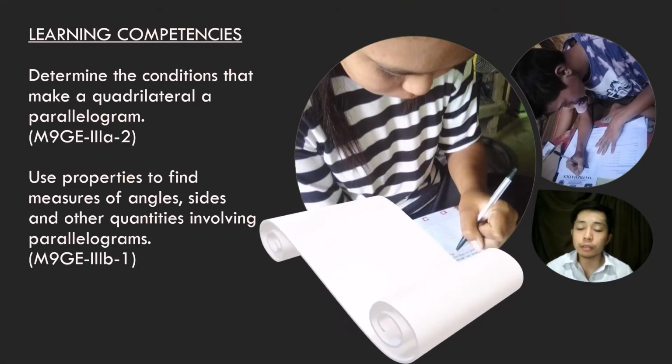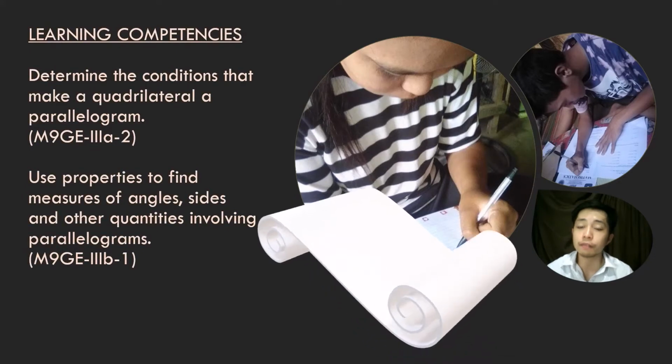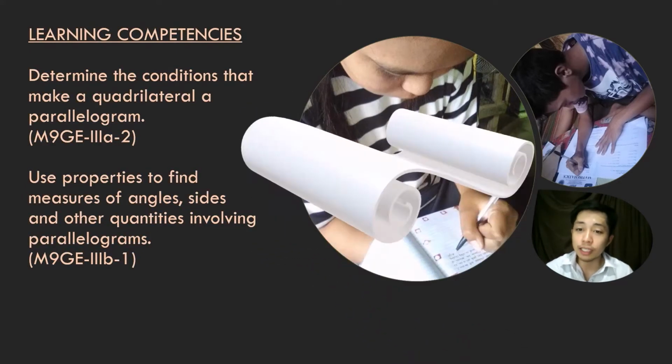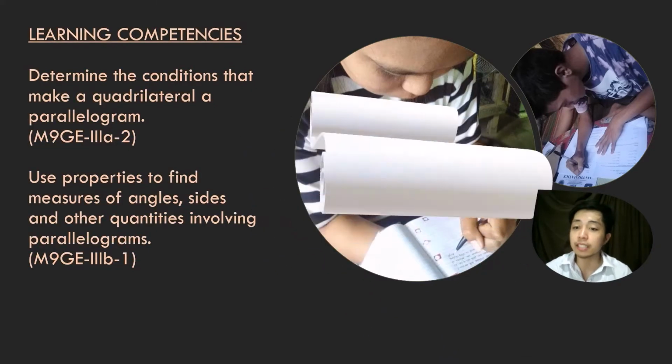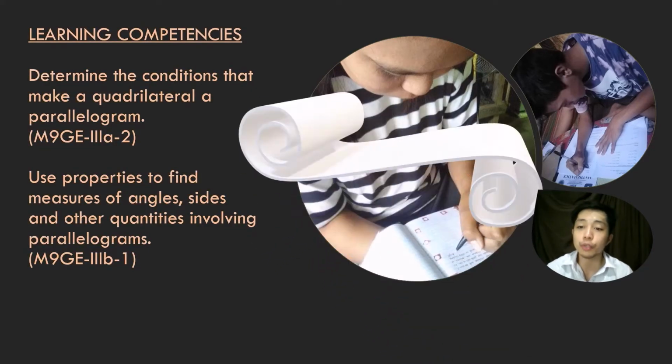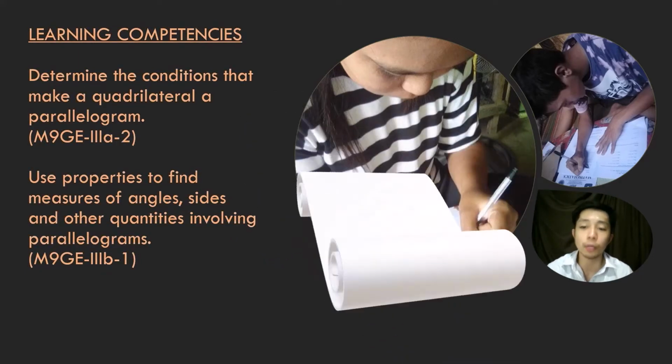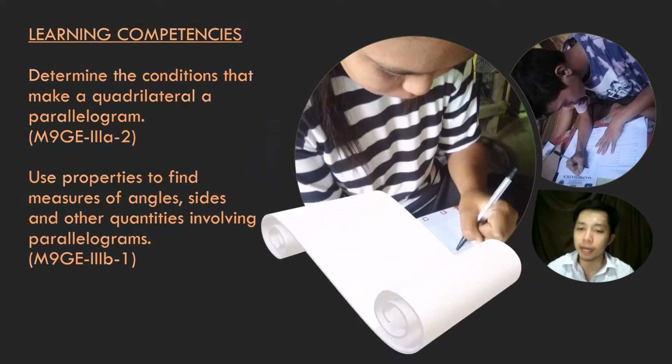In this lesson, the most essential learning competencies you will be able to learn are: first, determine the conditions that make a quadrilateral a parallelogram, and second, use properties to find measures of angles, sides, and other quantities involving parallelograms.